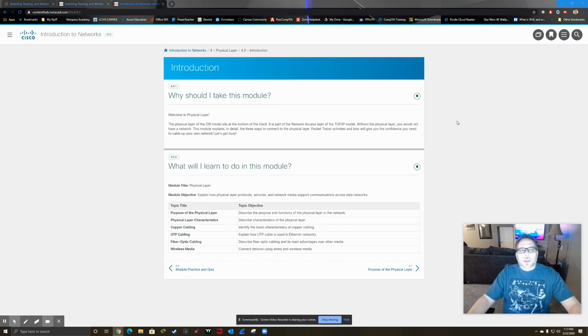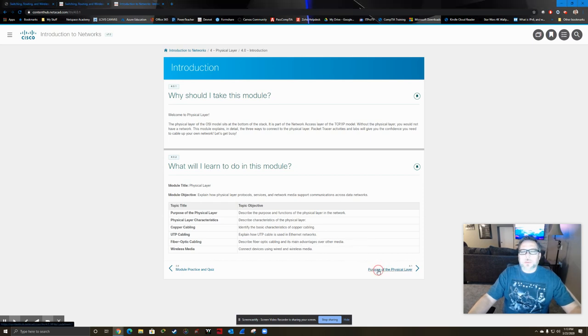So in chapter four, the physical layer, we're going to go through the highlights. So let's start with the objectives of the chapter. You can see right here, we're going to look at the purpose and functions of the physical layer, the characteristics of the physical layer. We're going to look specifically at characteristics of copper cabling again, UTP, fiber optic, and then wired and wireless media types.